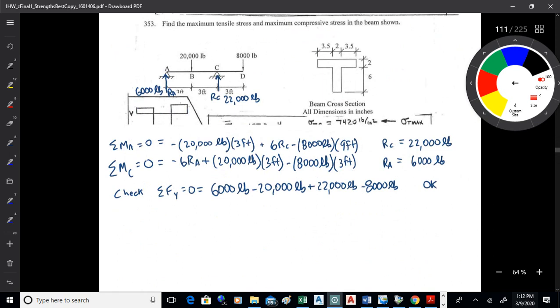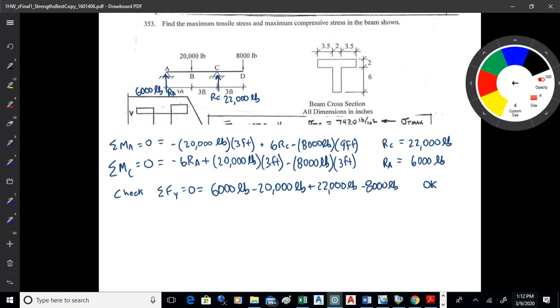All right, now the first thing I want to do is get a moment diagram. So I want to find the reactions. I get 6,000 at A, 22,000 at C. I ran a little check there and it all checked out, so that looked pretty good. So 6,000 at A and 22,000 at C. So I start with that. Now I'm going to build a shear diagram, and then I'll use the shear diagram to get to the moment diagram. So that's the steps.